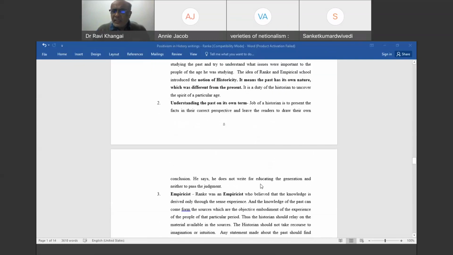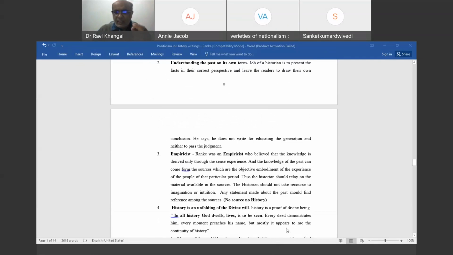Then he was an empiricist. Empiricist, I have already referred to the word. Empirical research means research that is based on evidence. So he was definitely, all the positivists will be empiricists. So he was an empiricist who said that historical knowledge should be based on facts that can be verified.